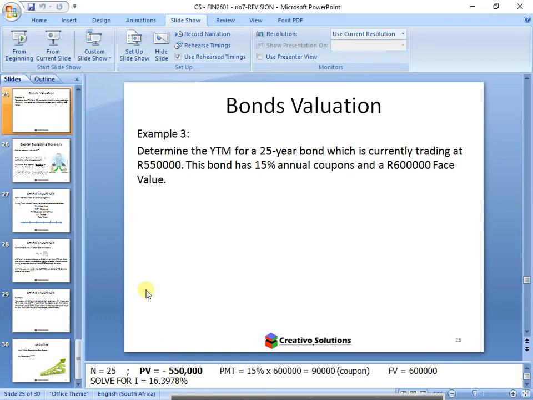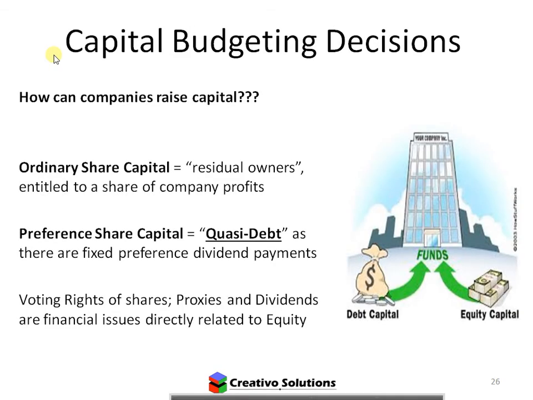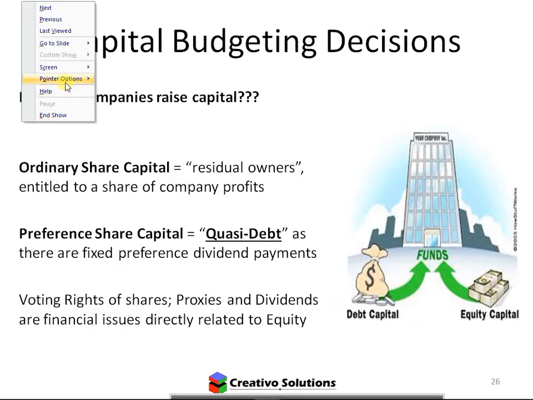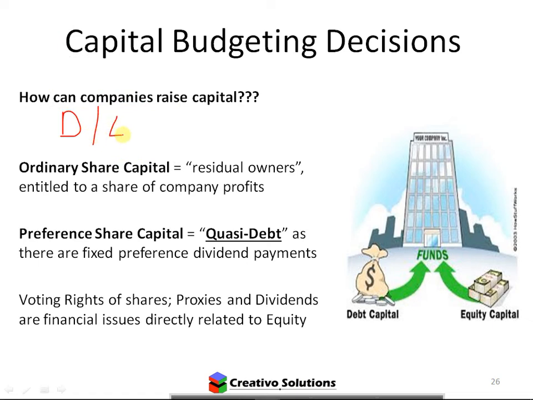Okay. Alright, good. You both are getting it. So let's look at the last bit. Companies can use debt to raise capital, and they can also use equity. Ordinary shares are residual owners because they get what's left over. They share the profit. Preference shareholders are viewed as quasi-debt, because it's similar to debt and also similar to equity. We spoke about voting rights, proxies, and dividends when we covered this chapter a few weeks back. Just remember, preference shares are viewed more as a liability than equity because you have to pay out a dividend.